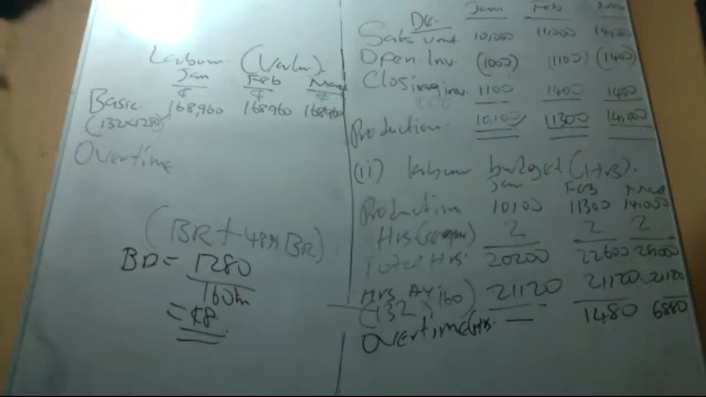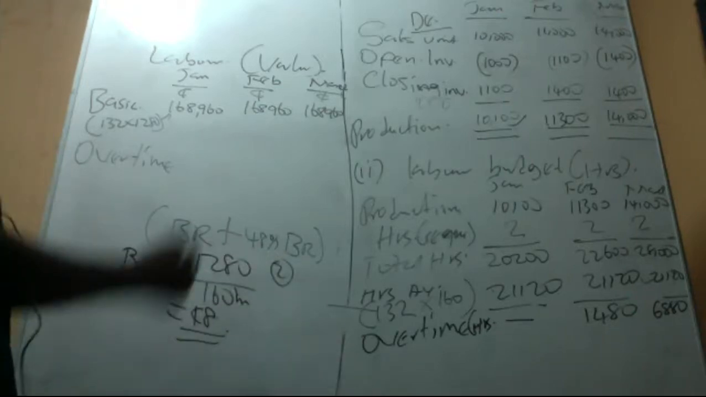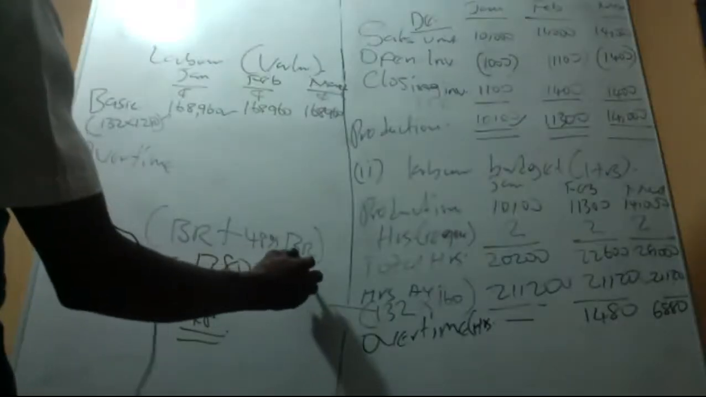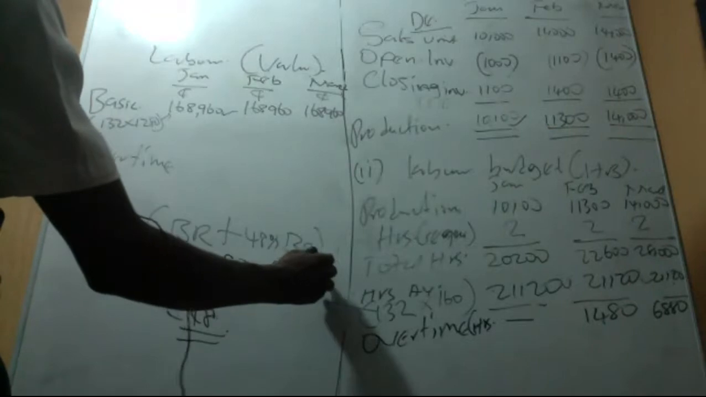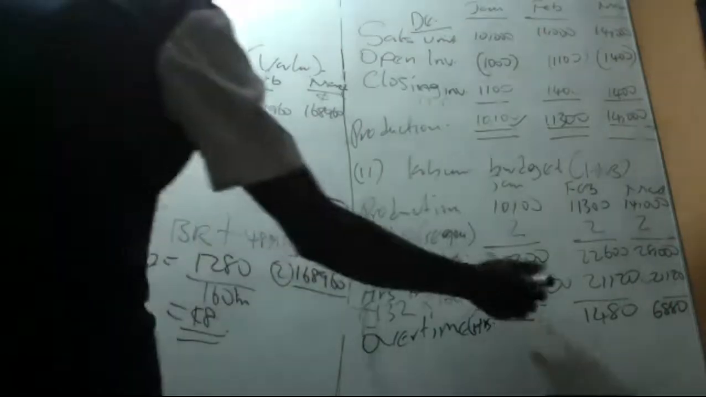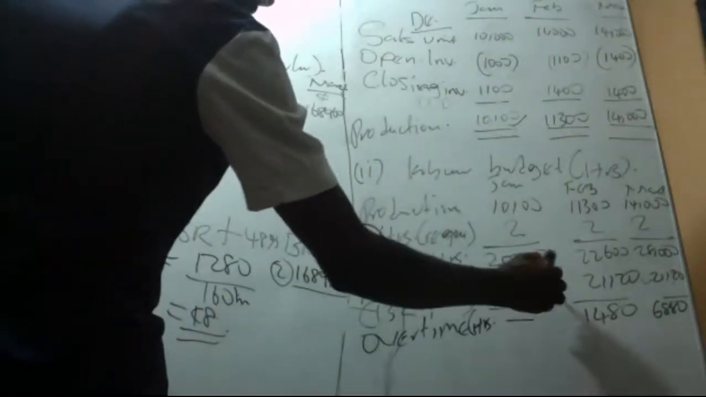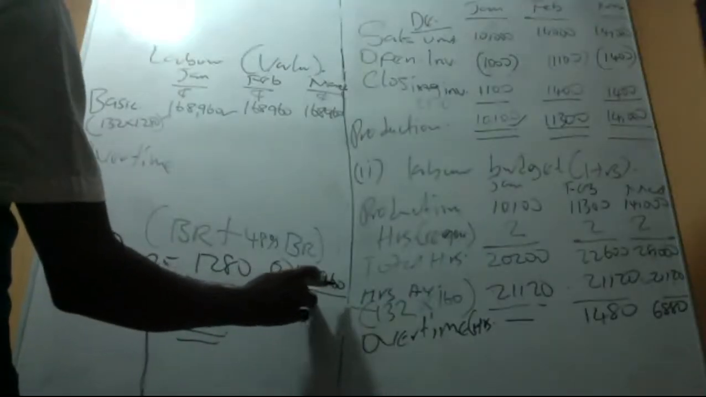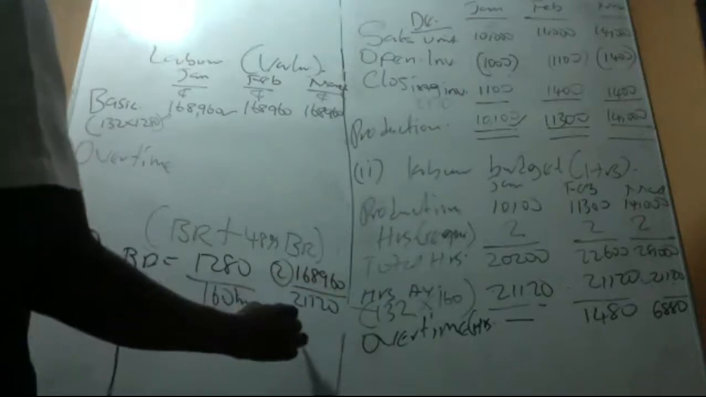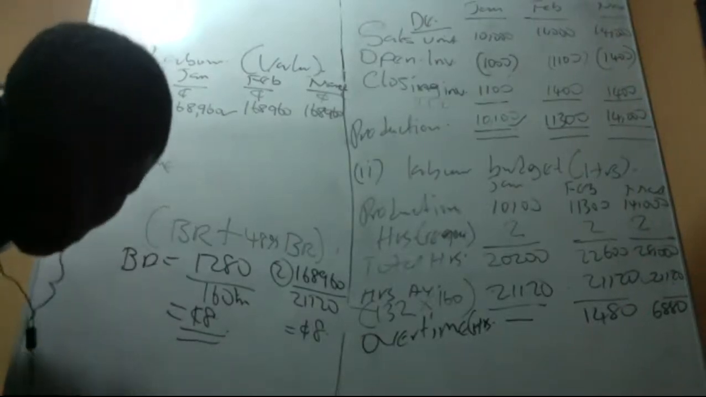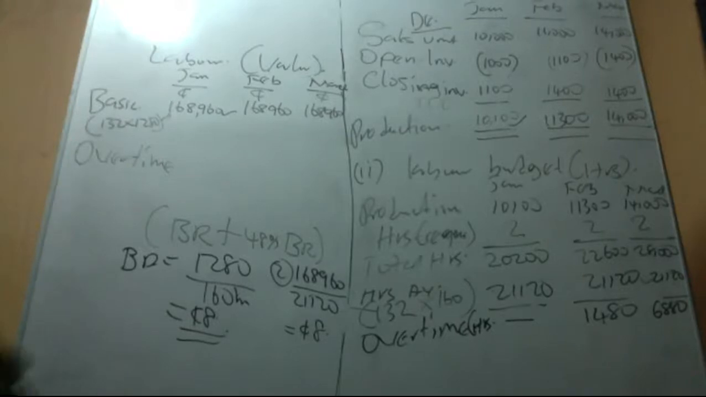That's method one. Method two, you can use the total basic pay over the total basic hours they've worked. So the total pay is 168,960, all divided by the total minimum hours, which is 21,120. And still, it will give us 8 cedis. I'm done. Good. 8 cedi.